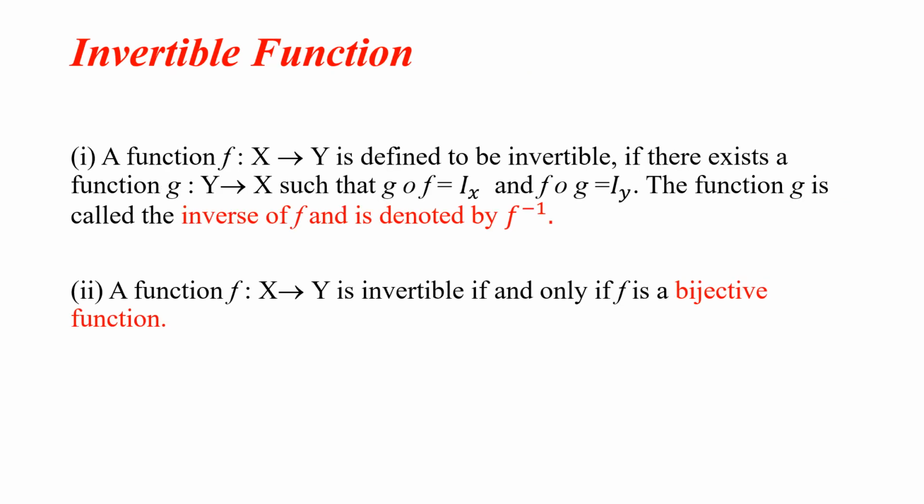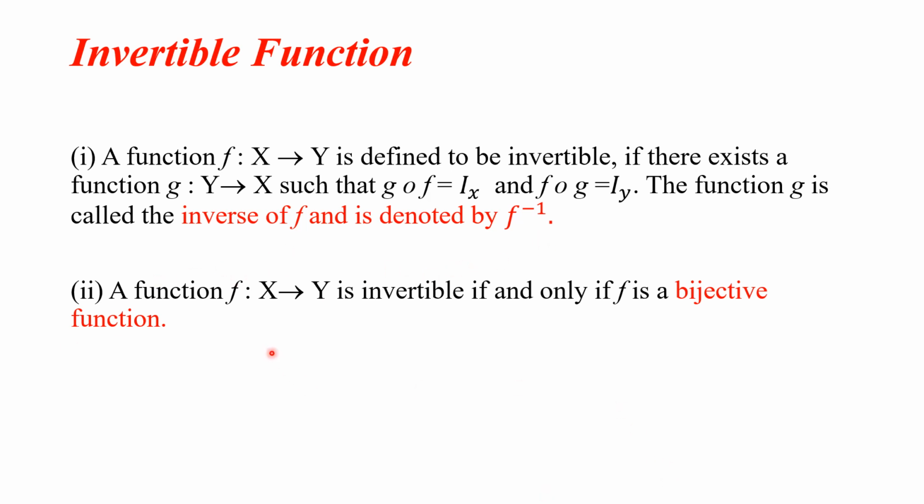Now what is an invertible function? A function f from X to Y is defined to be invertible if there exists a function g from Y to X. So first we define a function. We have a function from X to Y and we call it invertible only when there is another function from Y to X, such that g composition f is equal to I_X and f composition g is equal to I_Y. The function g is called the inverse of f and is denoted by f inverse.